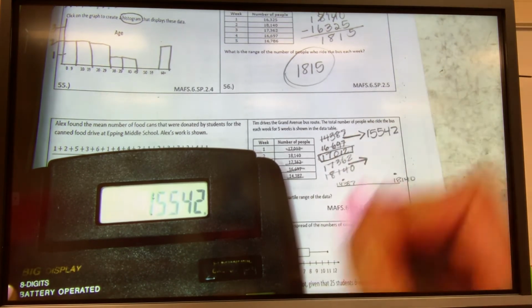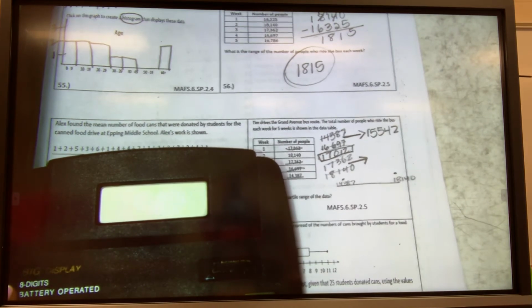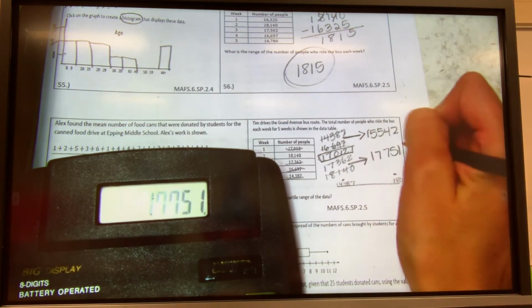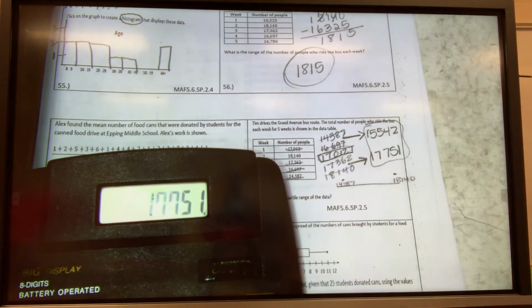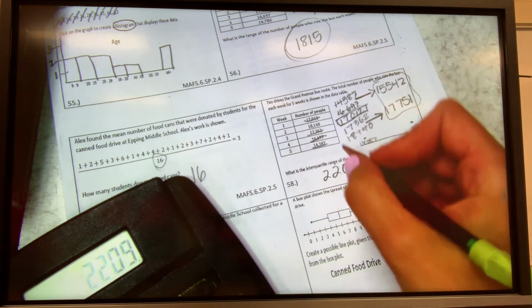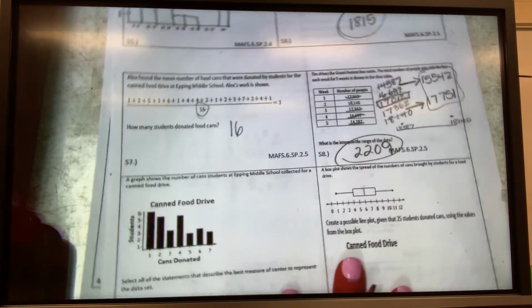And I gotta do the same thing for this one. What falls in between these 2? 17,362 plus 18,140 equals, divided by 2 equals 17,751. Now, the interquartile range. Subtract these. Now I subtract 17,751, subtract 15,542 equals 2209. That's your interquartile range. Okay? All right.